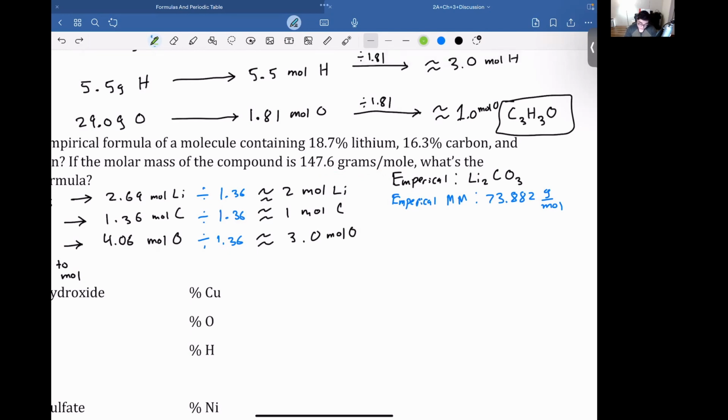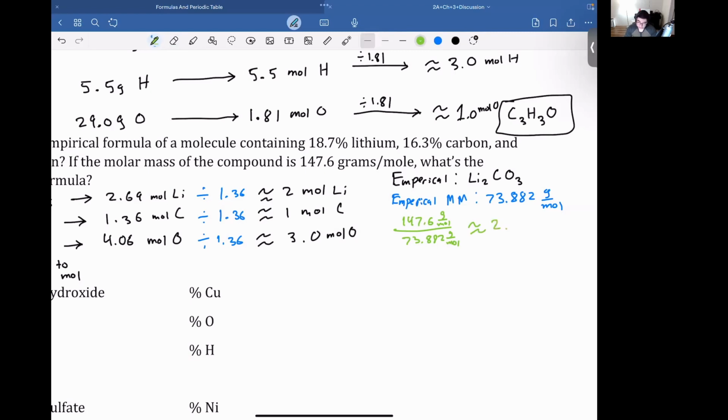well, let's compare the two, right? Let's see how much more the molecular molar mass is than the empirical molar mass, right? So how do you do that? You divide. So 147.6 divided by 73.82. I'm not writing in units because I'm out of space, and just to keep it clean, actually, I'll write it in. I can make them tiny. There. This is about 2.